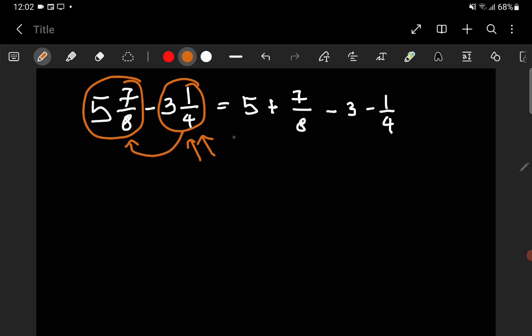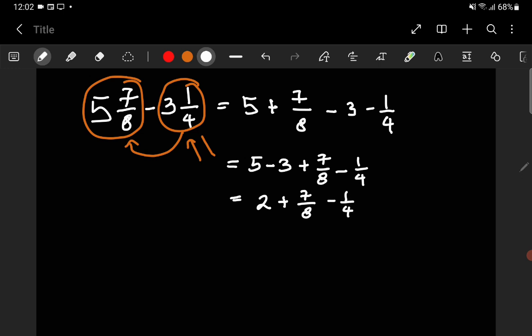After that, the same thing we need to do is to group the same type of number. So it will be 5 minus 3, right? And then the purpose of having 7 over 8 in the question will be plus 7 over 8. And the purpose of having 1 over 4 is minus 1 over 4. Minus the number by 1 over 4, right? And then after that, the easiest one, simplifying the integer. So 5 minus 3 is 2. And then after that, we rewrite the fraction again.